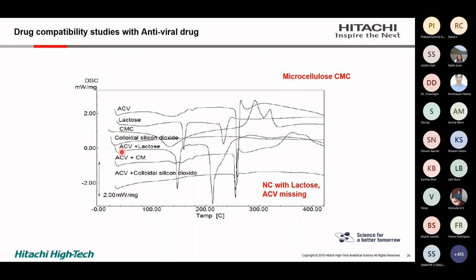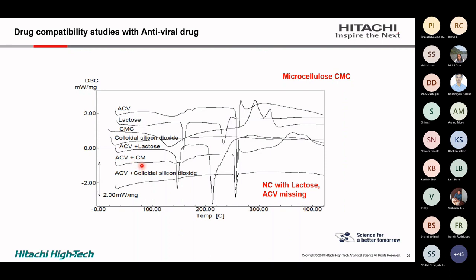Now look at the ACV with the lactose. Let us look at graph number 5 from the top. I am just moving my cursor. This is due to the melting of lactose. Now this is again due to the melting of lactose. And now look at this: my ACV, that is my antiviral drug, I did not see a melting of this antiviral drug. That indicates this lactose is not compatible with ACV.